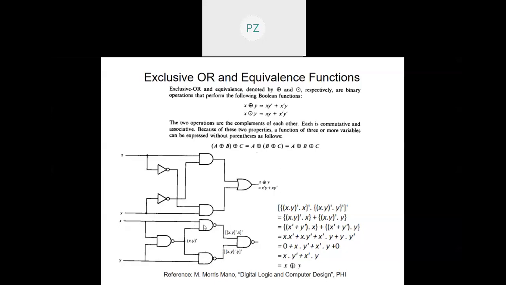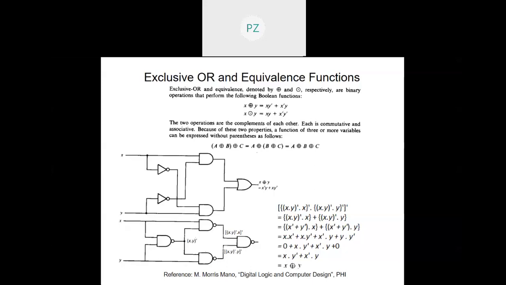But note that it will be a 3-level implementation. It is not a 2-level implementation, right? But in that sense, this was also a 3-level implementation, because if the complements are not available, you have to generate the complements first. So that way, this circuit becomes more advantageous as far as exclusive OR implementation goes.